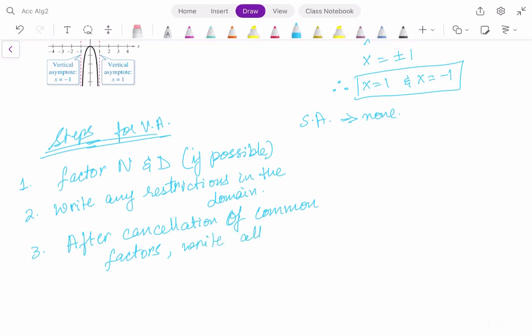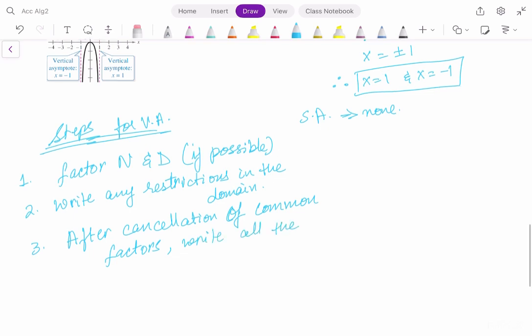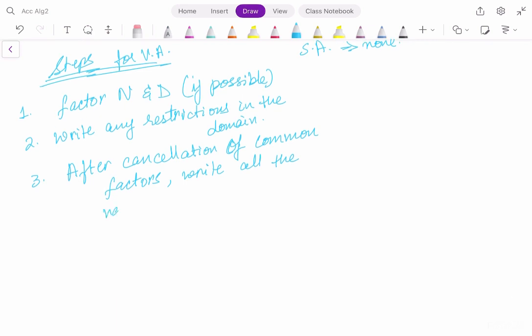Then write all the values that will make the denominator equal to 0.